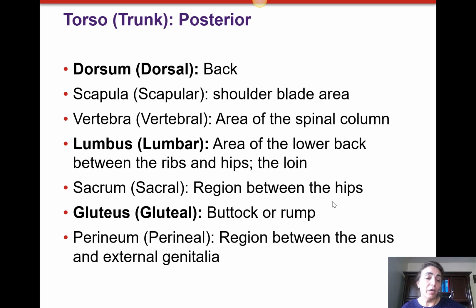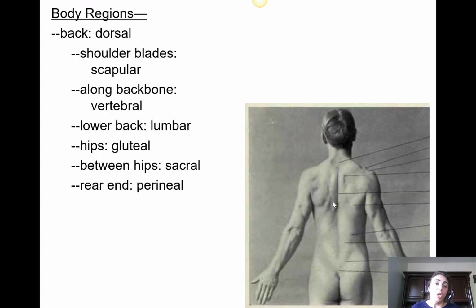On the lower back area we have the lumbus, the adjective for that is lumbar. For example, we call lumbar pain low back pain, right? That's the area between the ribs and the hips. We call it lumbar. And sacrum or sacral is the region between the hips. Gluteus, the adjective is gluteal, is the rump. And the perineum, the adjective is perineal. That's the region between the anus and the area where we have the external genitalia.